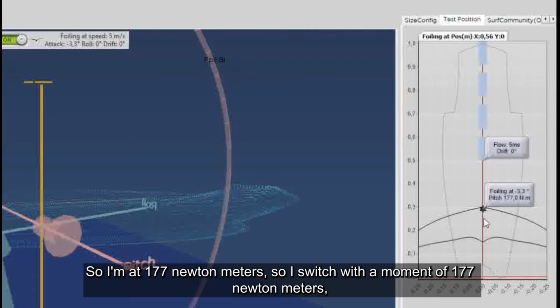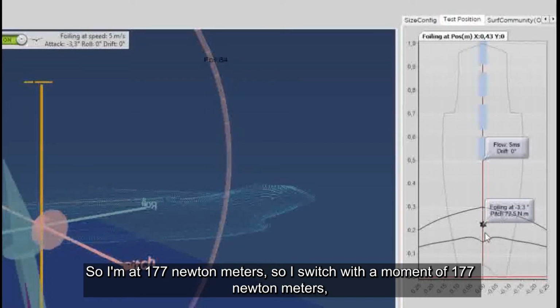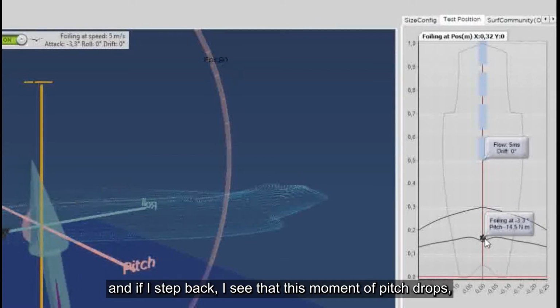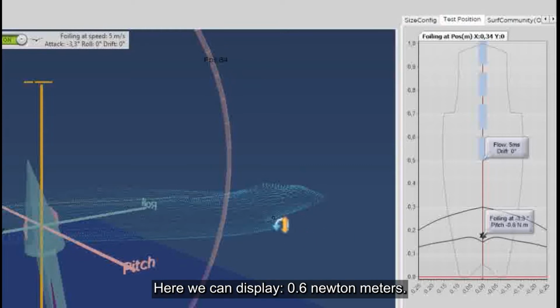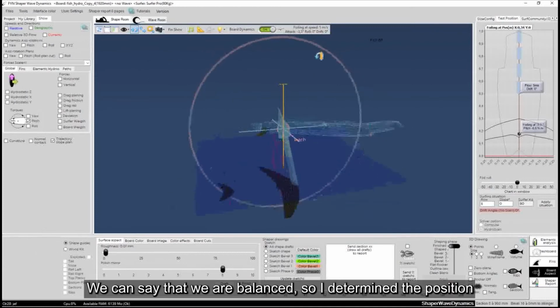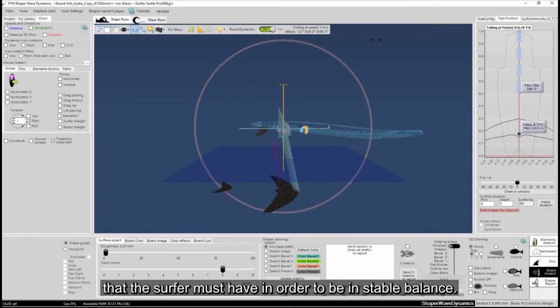So I'm at 177 Newton meters, so I switch with a moment of 177 Newton meters, and if I step back, I see that this pitch moment drops to reach a value almost zero. Here we can display 0.6 Newton meters. We can say that we are balanced, so I determined the position that the surfer must have in order to be in stable balance.